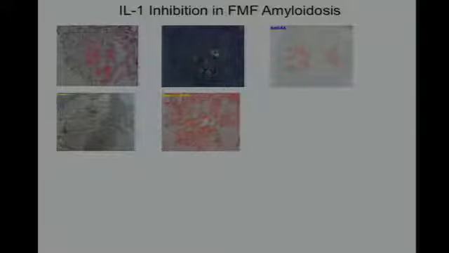Looked at under regular light, it looks like this. Under polarizing light, you can see the apple green birefringence that's typical for amyloidosis. Stained with anti-AA monoclonal antibody, it shows up this way. Here's amyloid in his duodenum, causing chronic diarrhea, malabsorption. Here's amyloid in his heart. This is an anti-AA stain.